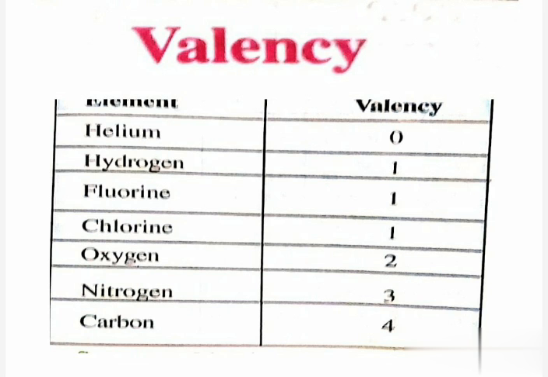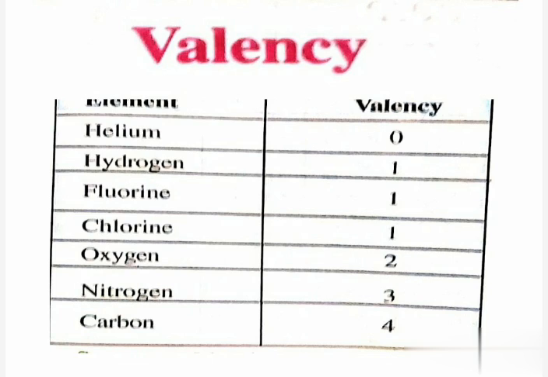Now we are discussing one more topic, valency. There are over 115 elements known now. These elements react with each other to form compounds. Every element has a definite combining capacity that determines the atomicity of its molecule. So every element reacts with other elements according to its combining capacity, which we call its valency.